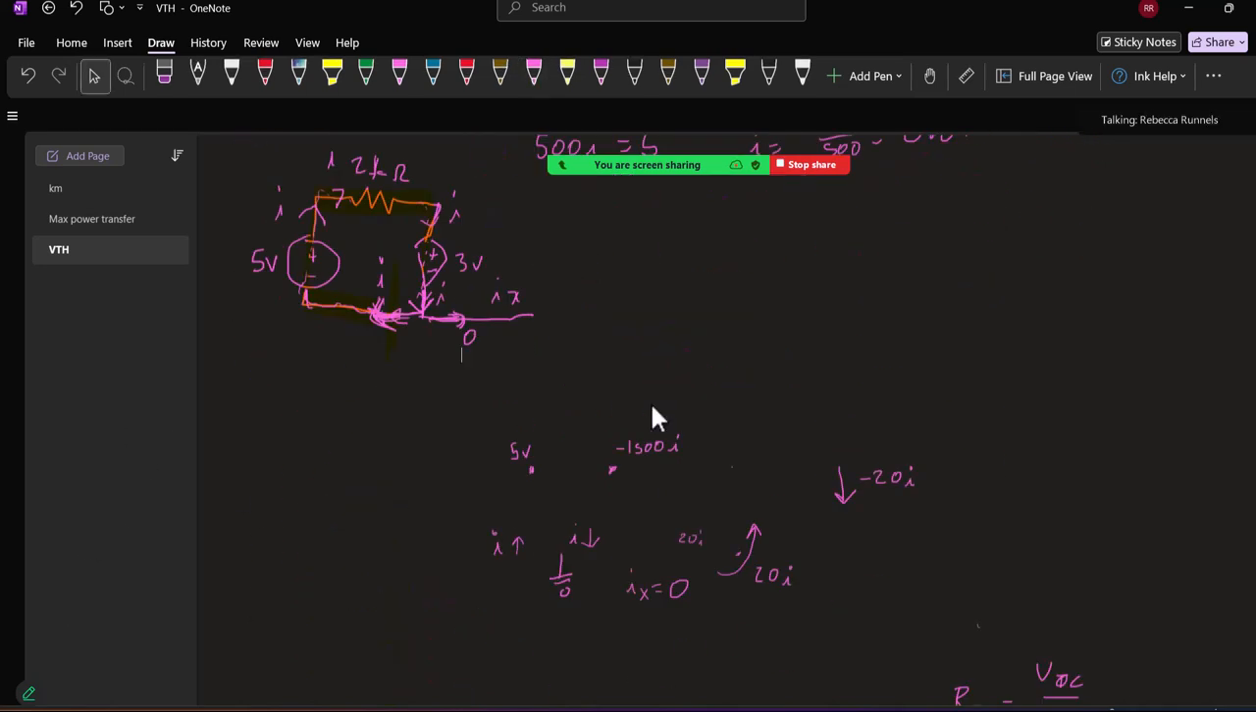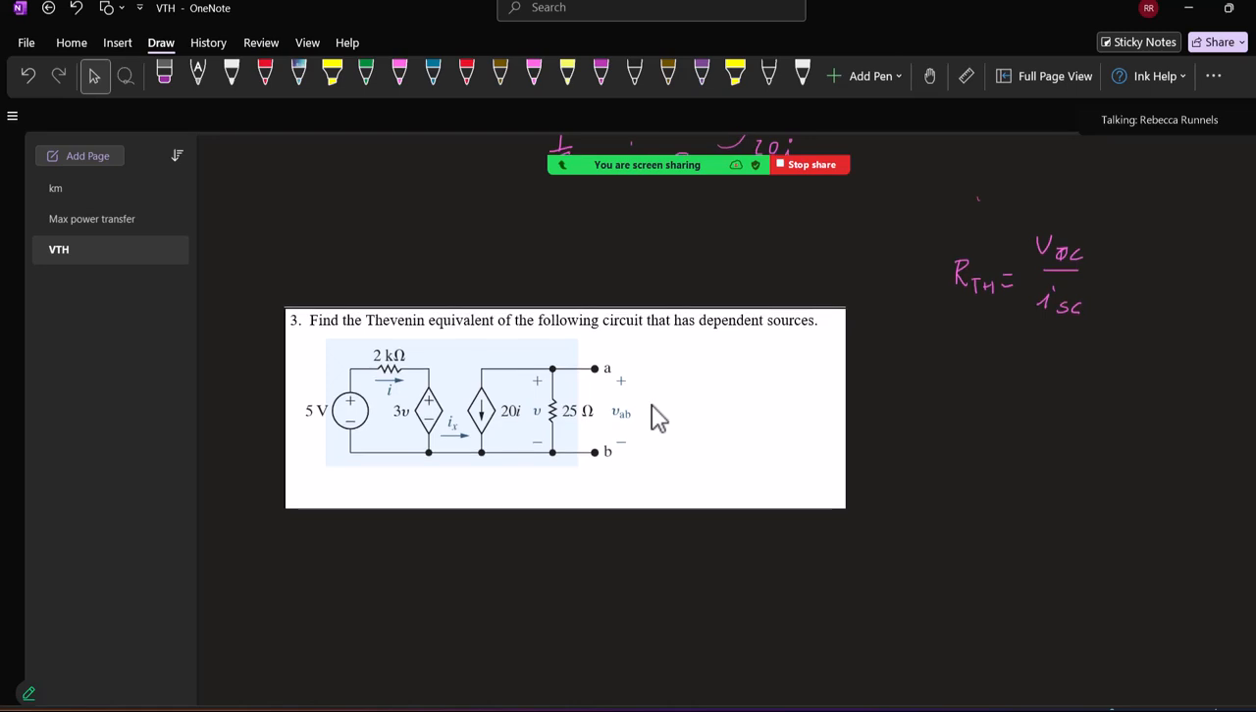All right. So now let's see if we can find that short circuit current. So what we're going to do is short this out, and I need the current going from where I've labeled the positive to where I've labeled the negative. That's the direction I need to have it, if that's how I've done my Thevenin.